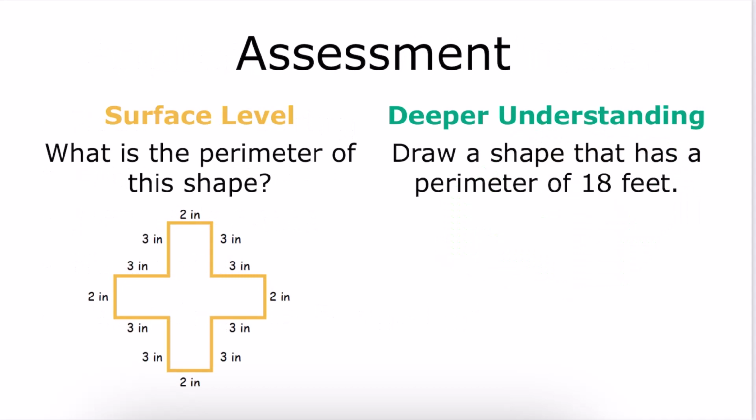When you're assessing perimeter, there are different levels of assessment that you can do to see how much the students understand the concept. A surface level question might be giving them a shape and asking them to find the perimeter of it. A deeper level of assessment would be to have them draw a shape that has a specific perimeter, because that requires a much deeper level of understanding of what perimeter means for them to be able to design a shape that has a perimeter versus just finding the perimeter. So that's one thing that you can bring into your assessments.